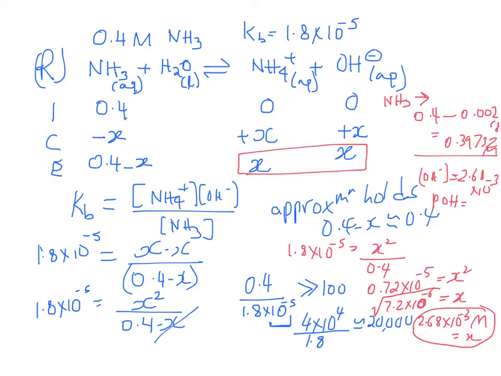So let's take a look at that. And the negative log comes out to be 2.57. And since pH plus pOH is equal to 14, pH is going to be equal to 14 minus 2.57. So that's going to be 11.43. And that will be the pH of the solution.